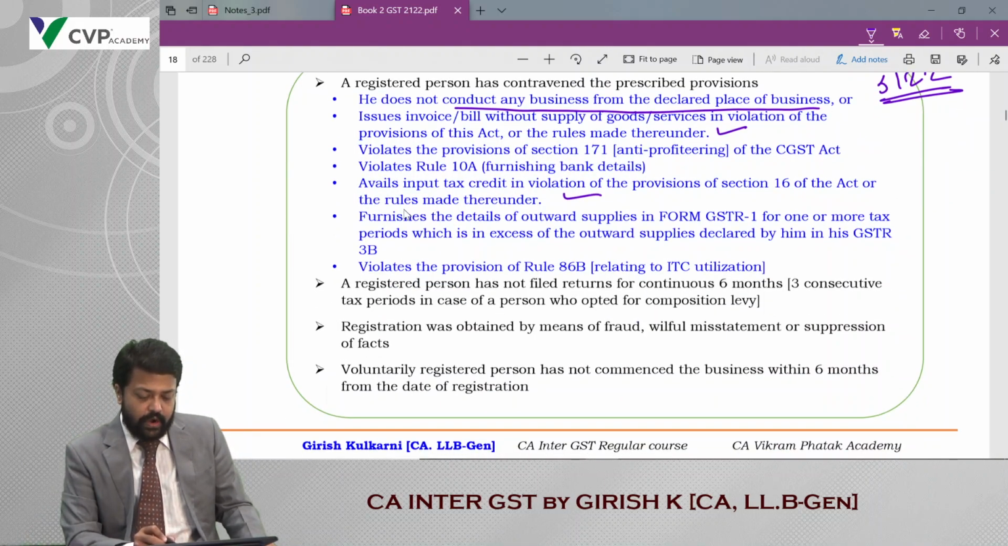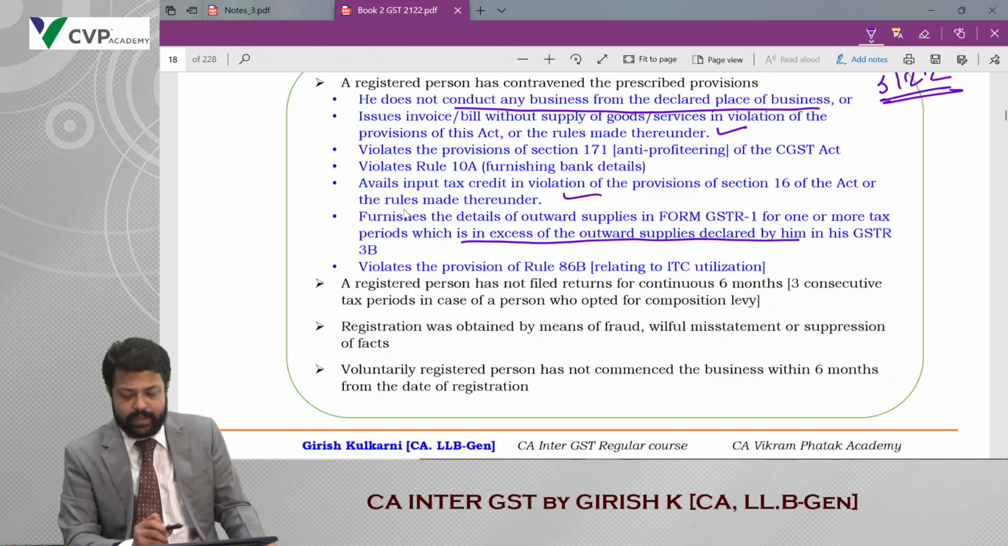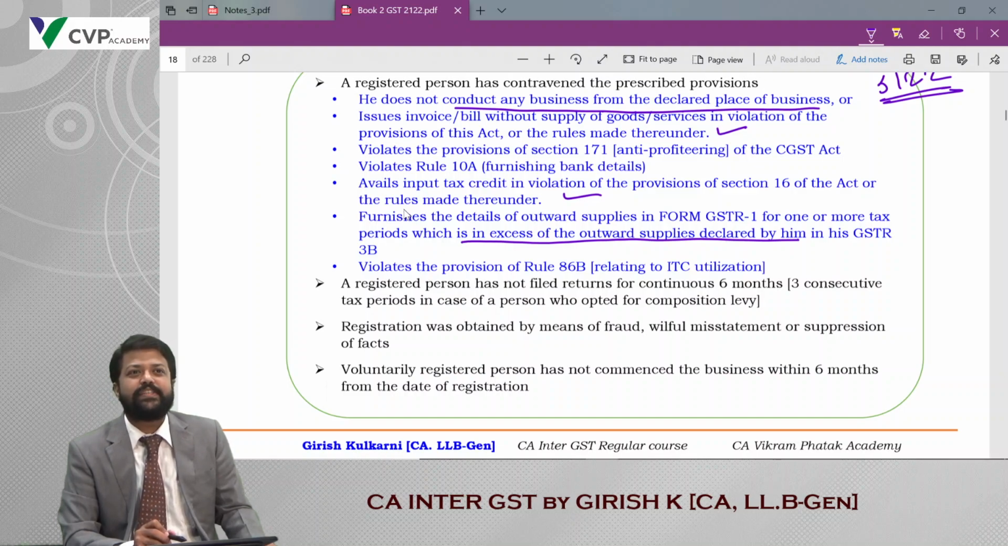Furnishes the details of outward supply in GSTR-1 for one or more tax periods which is in excess of the outward supplies declared by him, meaning a mismatch in the details of his own. Violates the provision of rule 86B, that we have seen in ITC utilization, with the 1%, 99%, etc.